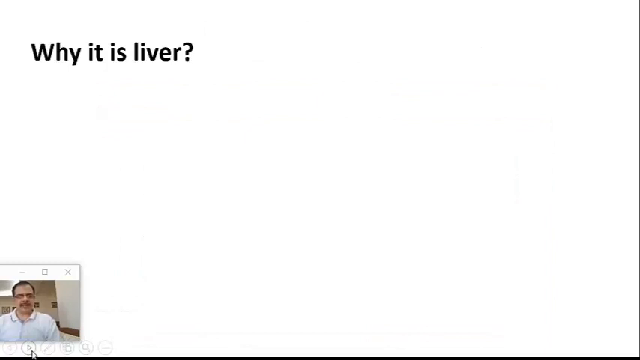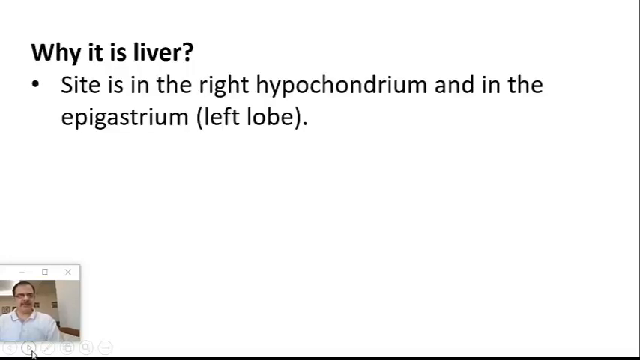Now let's see how the viva will proceed. First question of the viva: why is it the liver, the organ which we are palpating or percussing? Answer: the site is in the right hypochondrium and in the epigastrium.